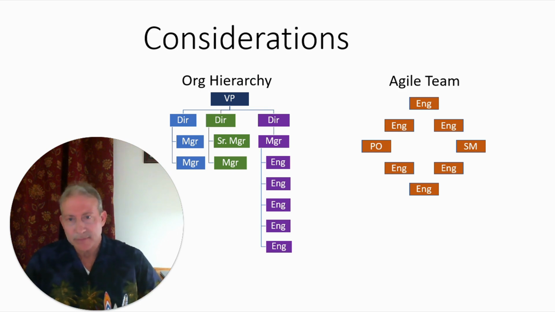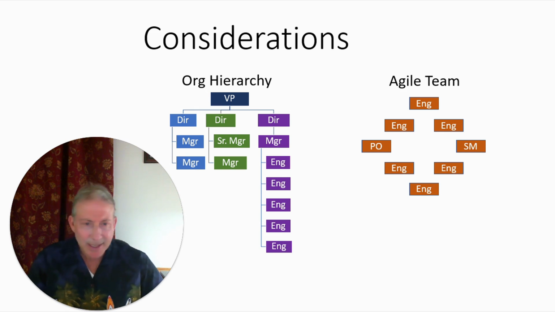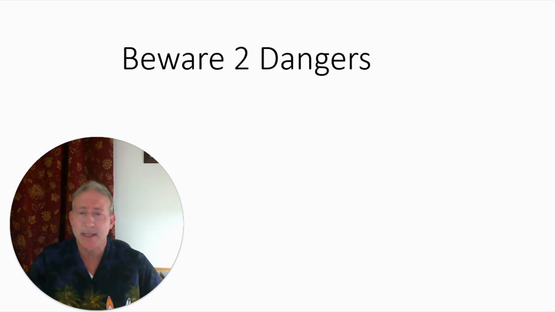So on your left, you've got an org hierarchy, right? You've got VP, directors, managers, engineers. But on the right-hand side, you have an Agile team. And notice it's not laid out in a hierarchy. It's kind of a circle, and it's democratic. Everyone's equal. So how do you make these mesh? How do you fit these Agile folks into your existing org hierarchy? Or do you? Now, before we get into that, there's a couple dangers I'd like to warn you about.